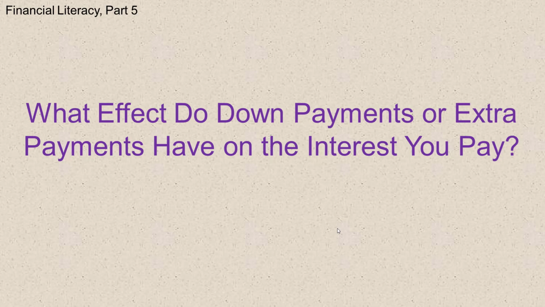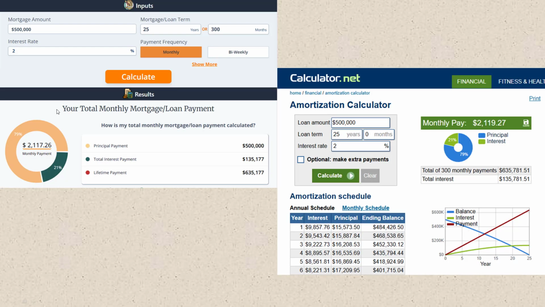In this tutorial, we're going to take a look at what the effect is of making a down payment or extra payments on the interest that you pay. So now this is the website that I've used all along for all the other financial literacy videos. This is a slightly different one. It's not Canadian, but there's some features of it I want to use to show what I need to show for this particular tutorial. Now, it isn't Canadian, but the amounts are very, very similar.